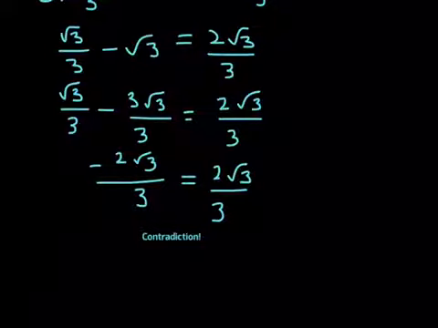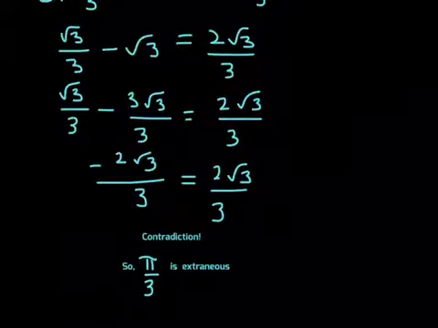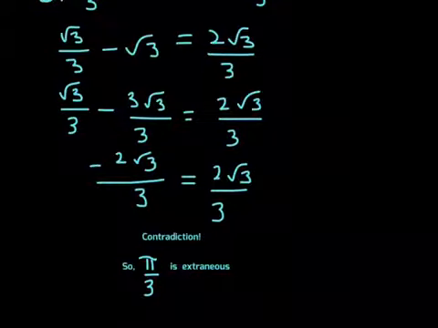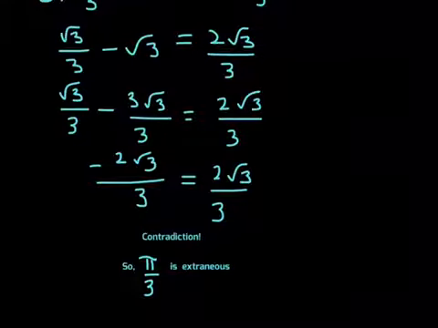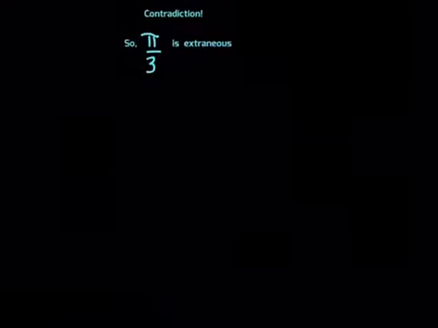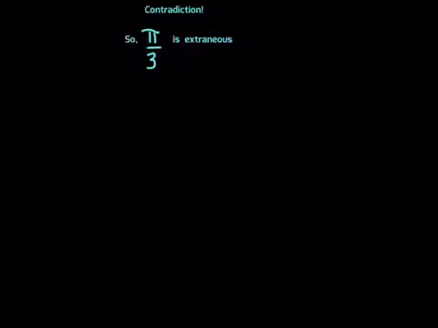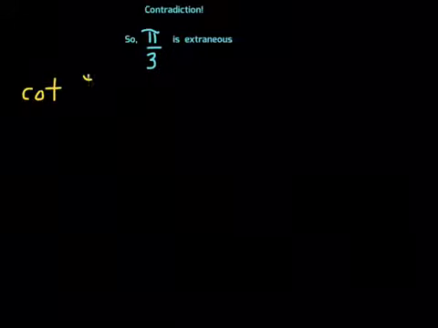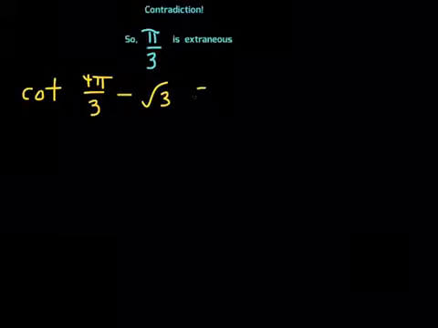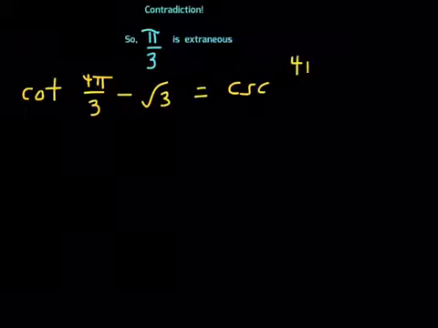So that must mean pi over 3 is extraneous. All right, so pi over 3 is gone. It satisfies the manipulated equation, but not the original. So pi over 3 is out. I now need to check the other possible solution, which was 4 pi over 3. Let's check that. Again, I'm going to do it the same way. I am going to plug 4 pi over 3 into the original statement, all right? So then we're going to have cotangent of 4 pi over 3 minus root 3 is supposedly equal to cosecant of 4 pi over 3.